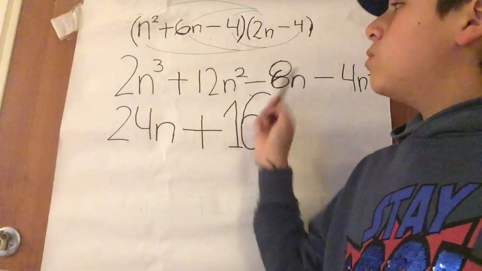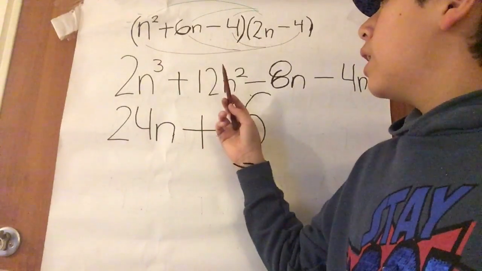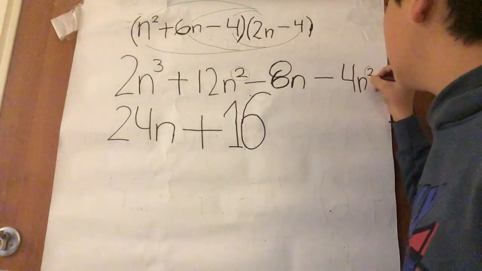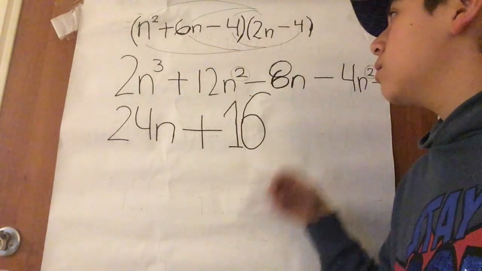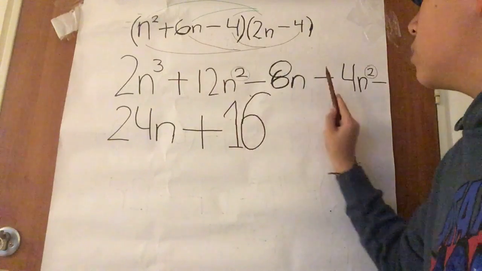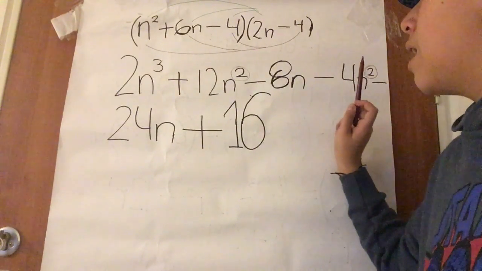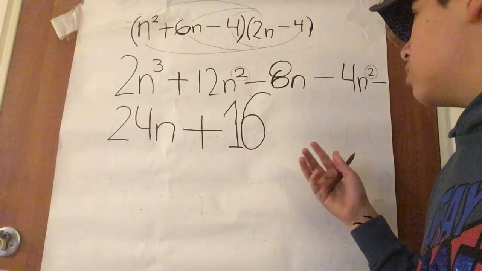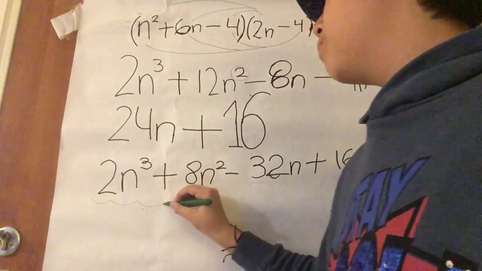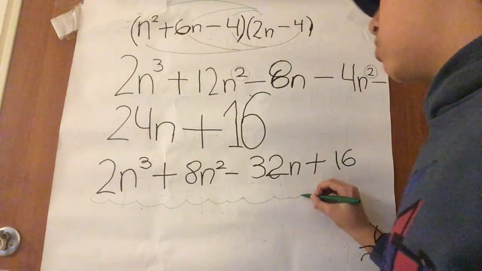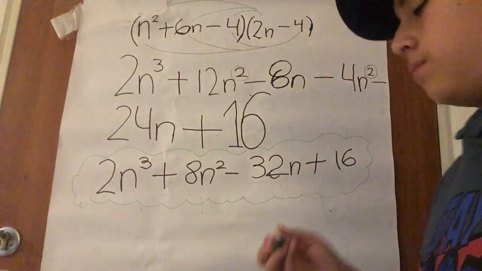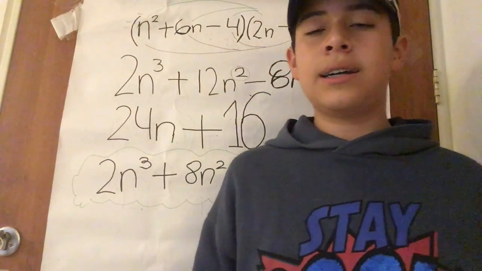After doing all the multiplications you have to do like terms. So, for example, this is exponent 2 and this exponent 2. So you add them, subtract them depending of the case. So in this case you have to subtract 12 minus 4, and the answer is 8. Finally, this is the answer. 2n3 plus 8n2 minus 32n plus 16 is my final answer. So let's go to another exercise.